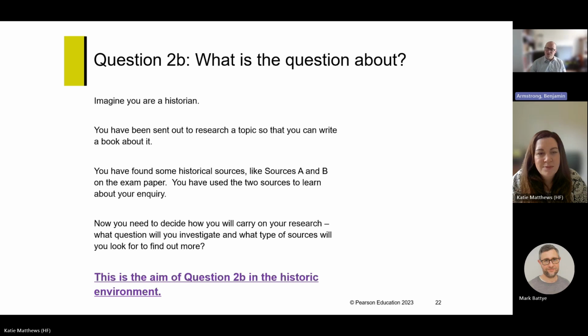What question will you choose to investigate to learn more? And what type of sources would be useful for finding out more about the question? And that's really what this question is aiming at, how you could carry on your research if you were a historian.